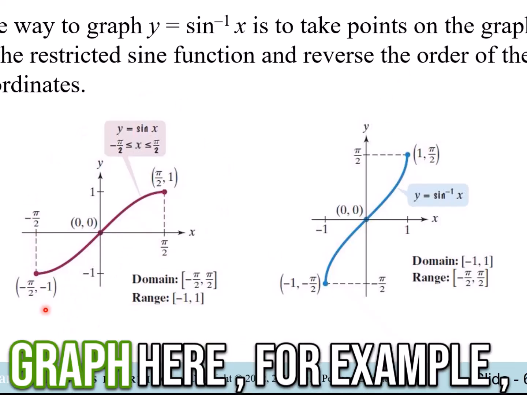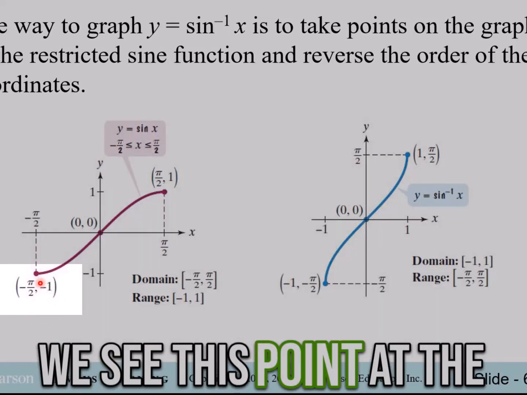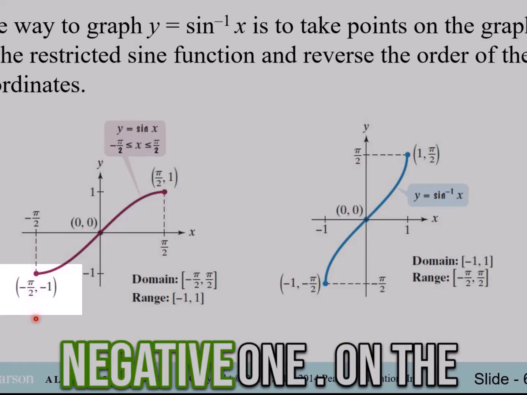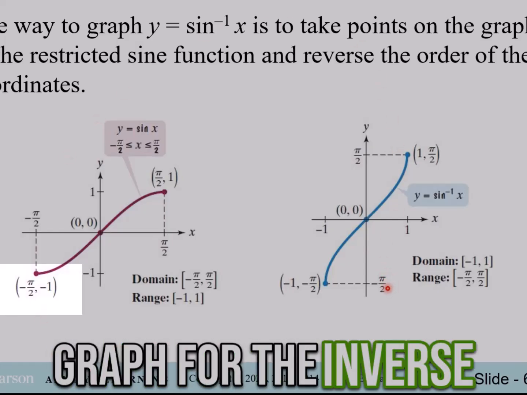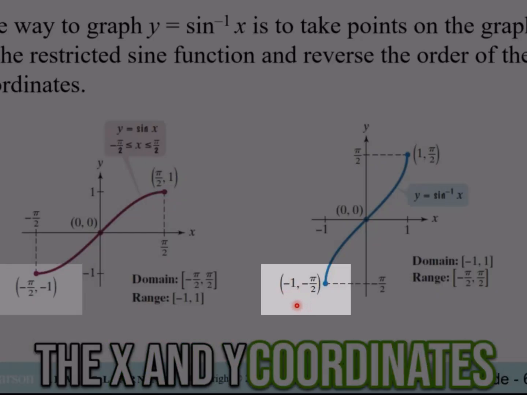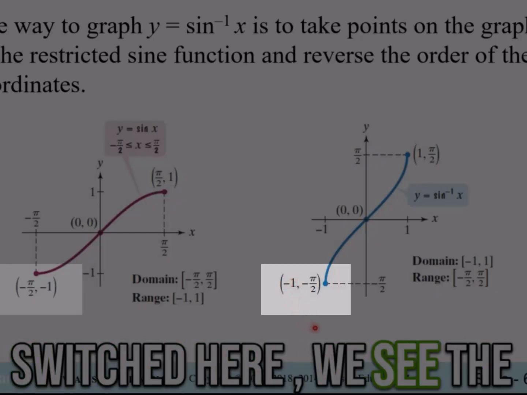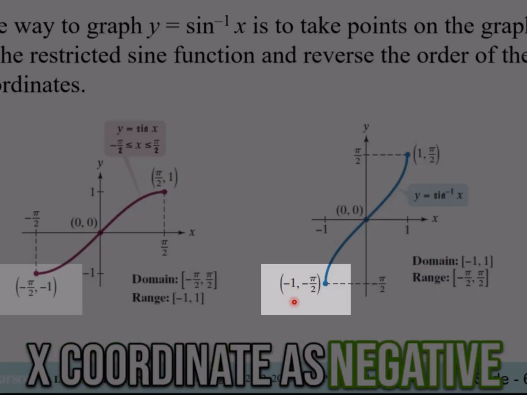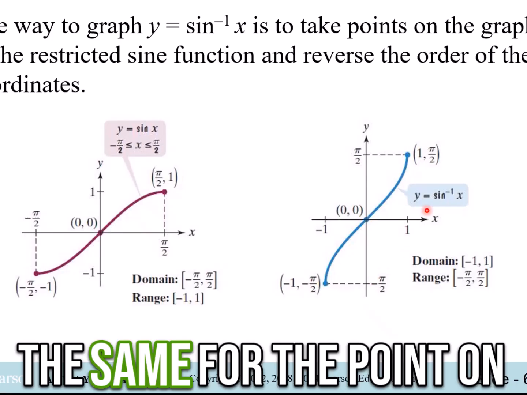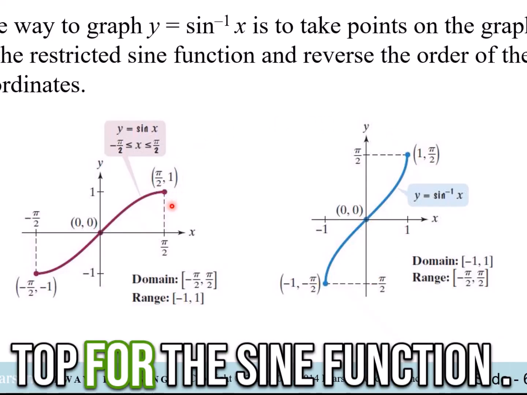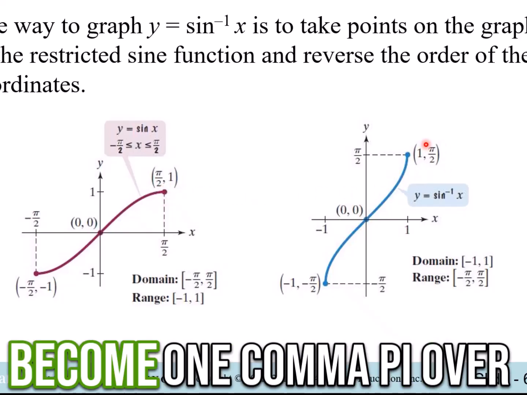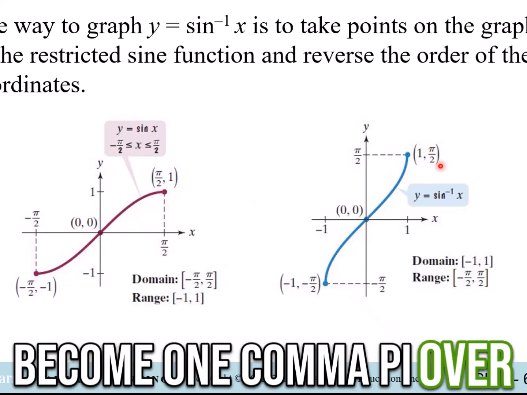On the sine function graph here, for example, we see this point at the bottom has coordinates negative pi over 2 comma negative 1. On the graph for the inverse function, we see the point switched, correct? The x and y coordinates switched here. We see the x coordinate as negative 1 and the y coordinate as negative pi over 2. The same for the point on top. For the sine function, what was pi over 2 comma 1 has now become 1 comma pi over 2 on the inverse function graph.